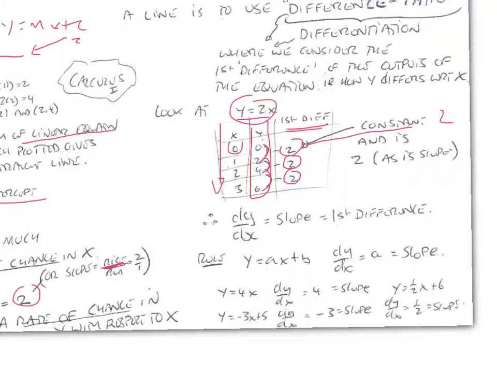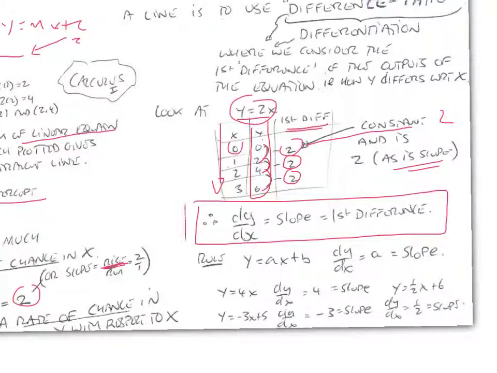And the second thing is it's 2, but so is the slope of this function, which we kind of worked out at the beginning of the sheet. So we can conclude that dy/dx, which is the slope, is also equal to the first difference value from the outputs of the function.